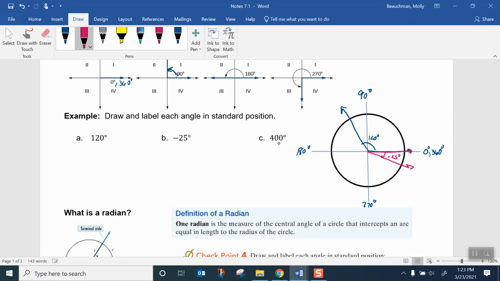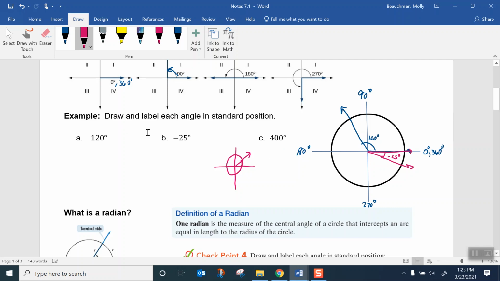The third angle, 400 degrees, goes around once, so 360 degrees is one full rotation. So 400 minus 360 is 40 degrees, so there's another 40 degrees, so it lands in the first quadrant. So that angle of 400 degrees is one full revolution plus another 40 degrees.